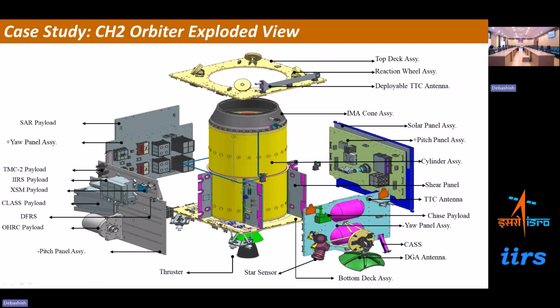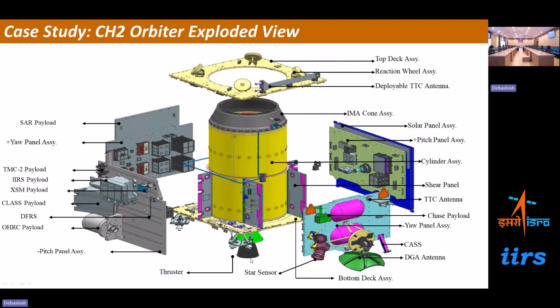As we showed, the reaction wheels, there are 4 in number, so they can rotate the spacecraft. Then on the top deck, we have a deployable TTC antenna also, which is required for communication. When you want to communicate with the spacecraft, these antennas are used. Then if you see the down deck, we have thrusters. So these are all thrusters. This is the black color big thruster.